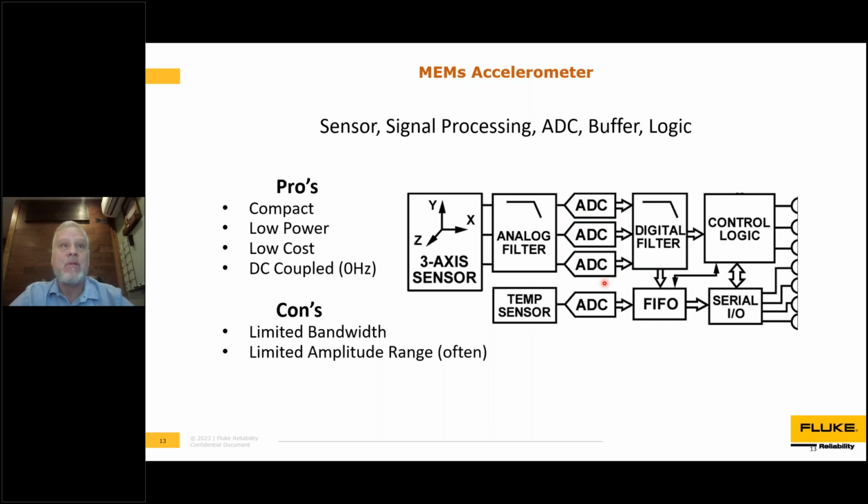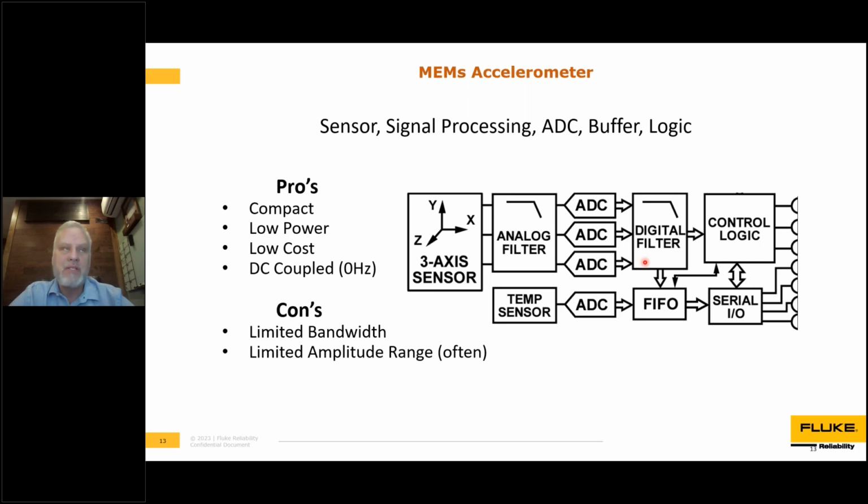This is an example of potentially circuitry that would be involved: a sensor, analog filters, analog digital converters, digital filters again, and logic, and basically give you a direct digital output out of this device. It makes it very efficient when built into some sort of digital platform like a wireless sensor. So this is the heart of our wireless sensor.